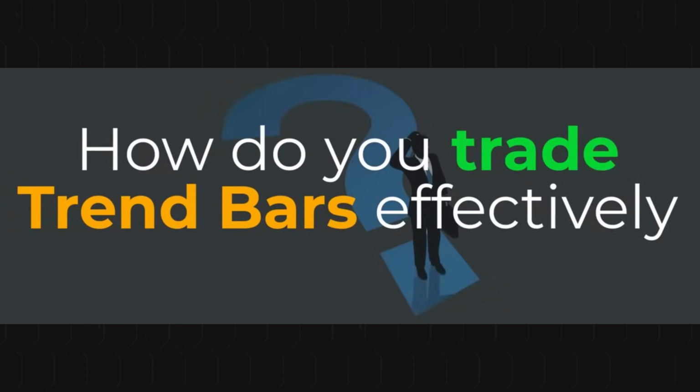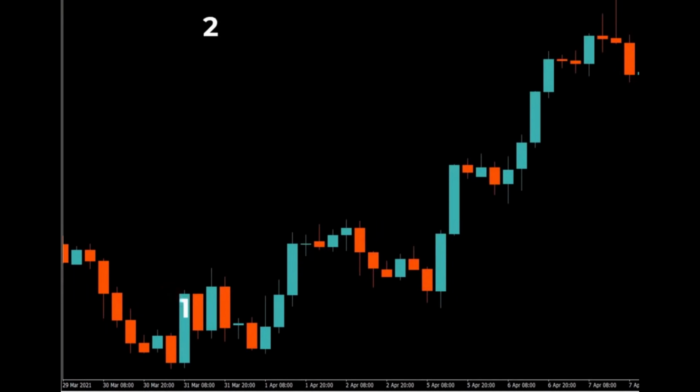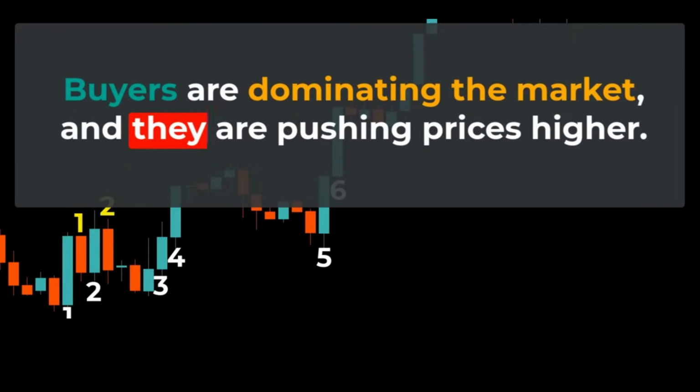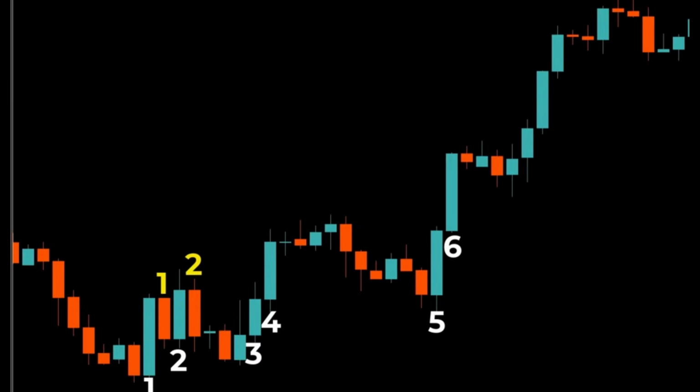Check out this chart. Let's count the trend bars together. Bullish trend bars: 1, 2, 3, 4, 5, 6. Bearish trend bars: only 2. What does this tell us? It's crystal clear. Buyers are dominating the market, and they are pushing prices higher. This means we're in a strong bullish trend, so what should we do? Only look for buy entries.